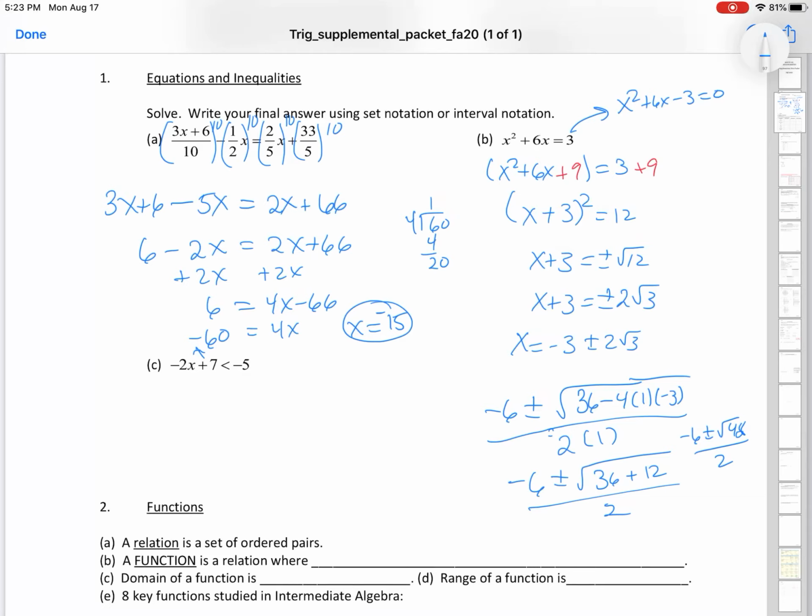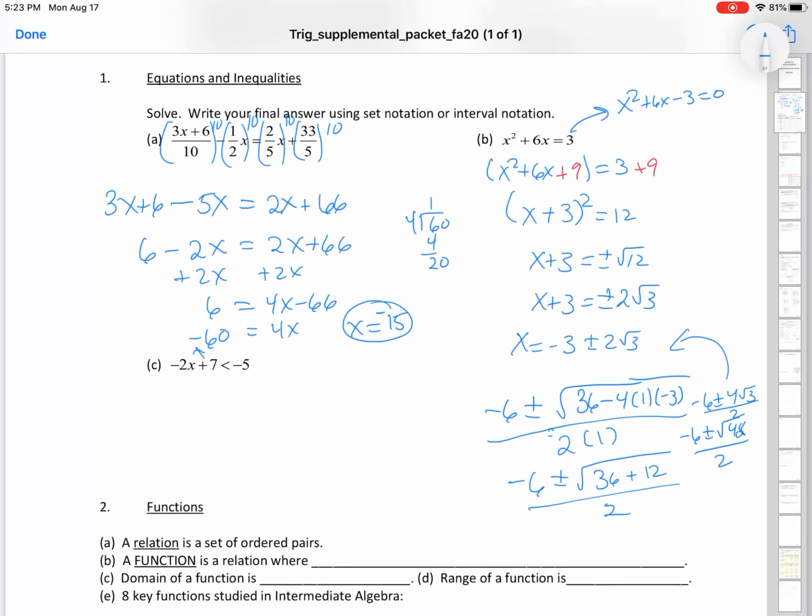48, if we look to simplify that, that's 16 times 3, so that's negative 6 plus or minus 4 root 3 all over 2, and you can take a 2 out of everybody and be left with exactly this. So completing the square hands down beats the quadratic formula in terms of speed. But we're not teaching anything you didn't know.